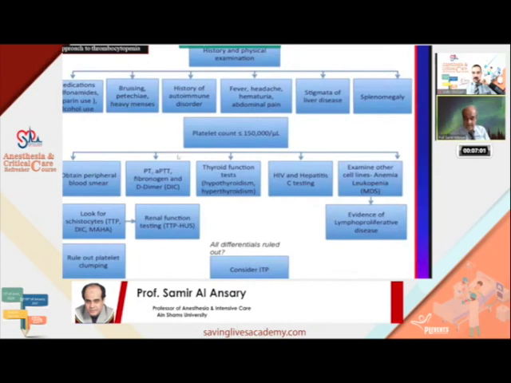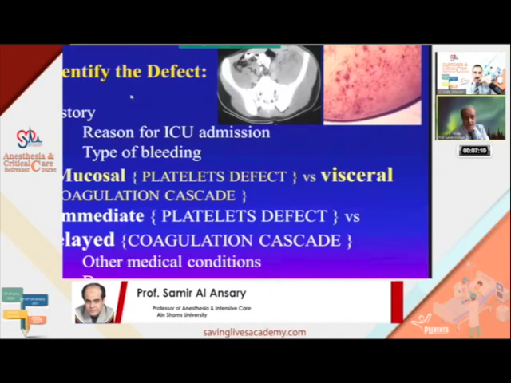If you exclude all these factors, you have to search for ITP, or immune thrombocytopenia. We have to look at our patient and see what the type of bleeding is: superficial bleeding, as in mucosal bleeding, or visceral bleeding due to a coagulation defect from deficiency of coagulation factors. If it is immediate bleeding, it will be of platelet source, while delayed bleeding will be from coagulation risk. Look for other medical conditions, underlying diseases, any organ failure, and so on. And it is important to look for drugs.